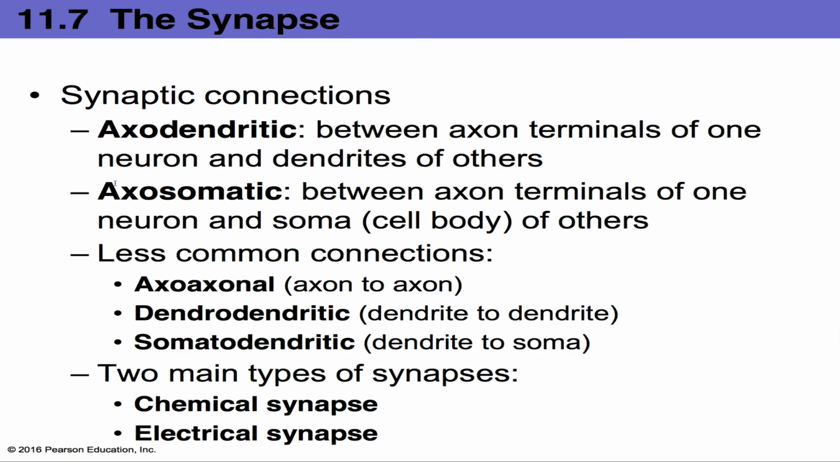The ones that are far less common are the axoaxonal, where we have the axons of the two neurons that are forming the synapse. The dendrodendritic, this is where we have the dendrites of the two neurons that are forming the synapse. And then we have the somatodendritic. This is where we have the dendrite of one neuron and the cell body of another, or the soma of the other. The two main types of synapses we have are the chemical synapse and the electrical synapse.